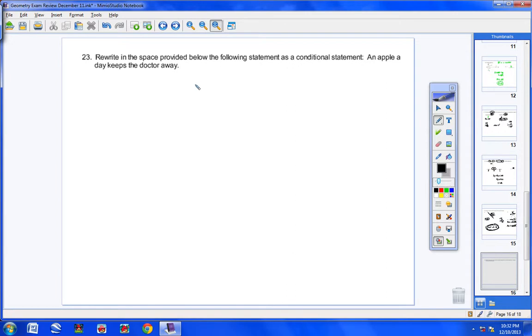Rewrite in the space provided below the following statement as a conditional. An apple a day keeps the doctor away. Now I'm asking you to rewrite this as a conditional. What a conditional is, and Haley, I know you weren't here for this, a conditional means you have an if and a then. In other words, it's a condition. If I said to you, hey, if you'll do your review sheet, then I will give you 5 bonus points. That's a conditional. If something, then something.